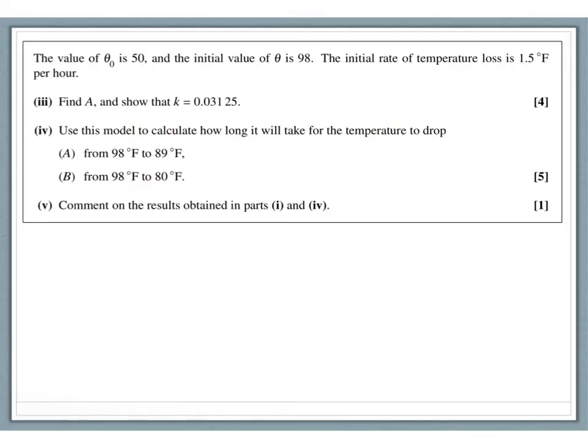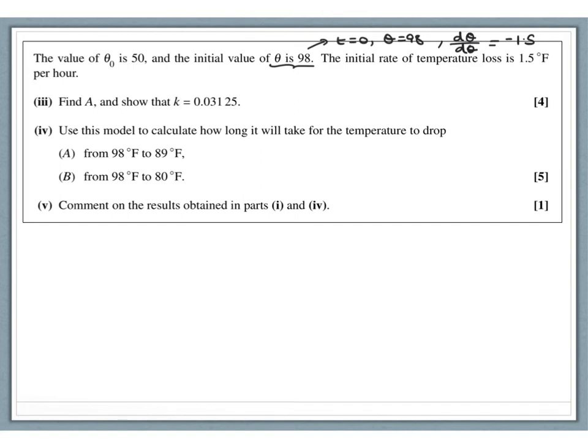So the value of theta 0 is 50 and the initial value of theta is 98. So that tells us when t equals 0, theta equals 98 degrees Fahrenheit. And the initial rate of temperature loss is 1.5 degrees Fahrenheit per hour. So that tells us when t equals 0, d theta by dt is negative 1.5. So find a and show that k is equal to this value.